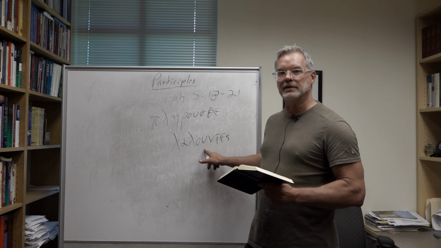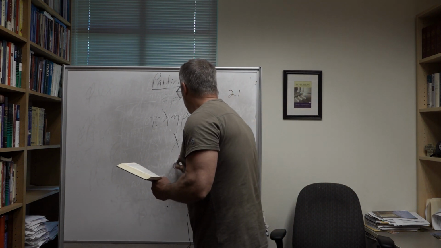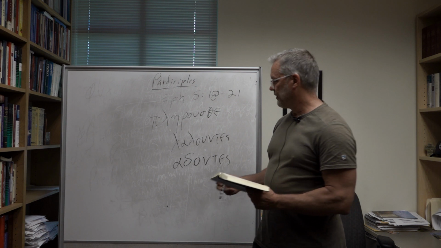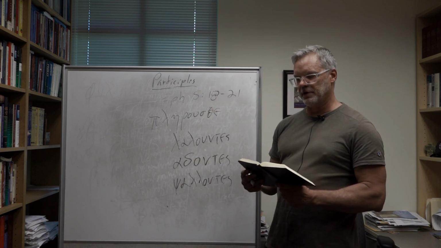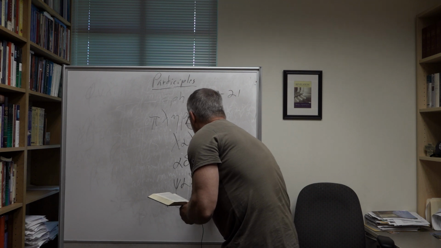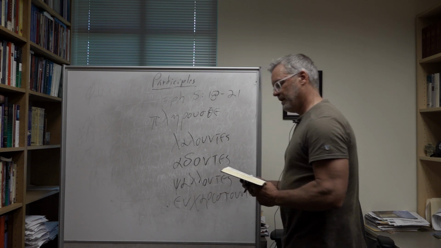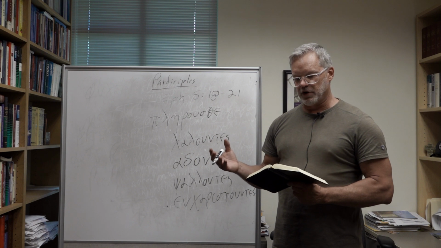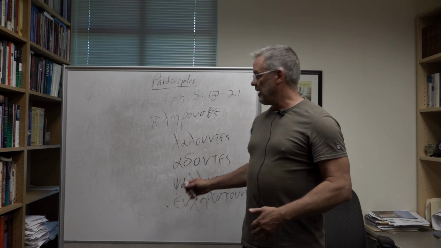Lalountes. Notice no article, nominative case. Lalountes, ādontes, singing and psalming, psallontes, psalming in your heart. And then verse 20, giving thanks, eucharistountes. Giving thanks always in the name of Jesus Christ, our Lord, the Lord Jesus Christ, giving thanks to God the Father. So notice you have this string of adverbial participles, no articles, and they're all in the nominative case.